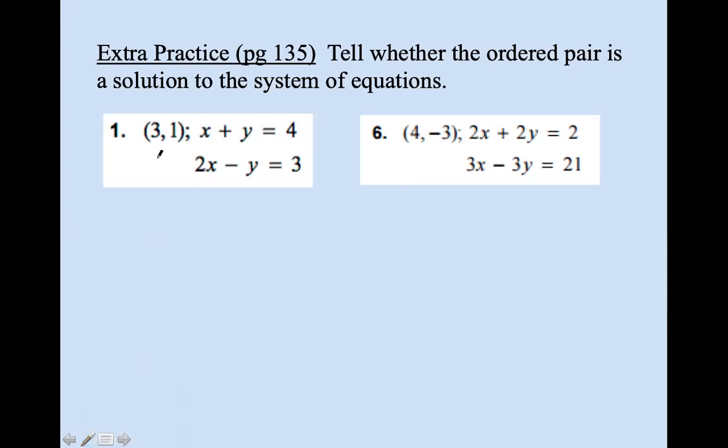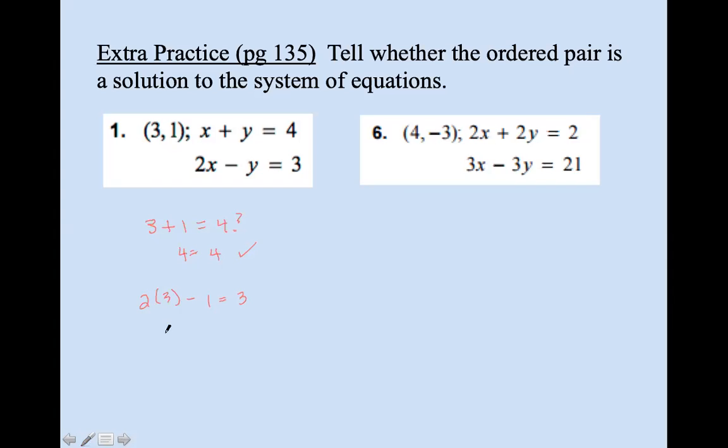And so our first one, I'm going to replace x and y with 3 and 1. So the first equation I'm checking is: is 3 plus 1 equal to 4? That's my question. That's what I want to check. And if I look, that's true. 4 equals 4. So it works in the first equation. Let's try the second one. Is 2 times 3 minus 1 equal to 3? So that's what we're checking now for the second.